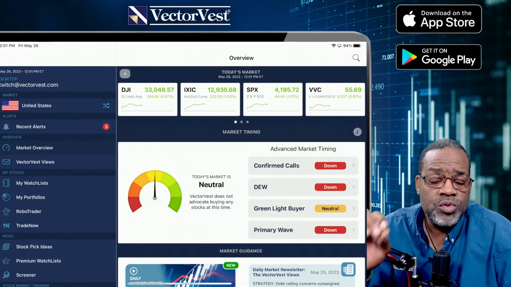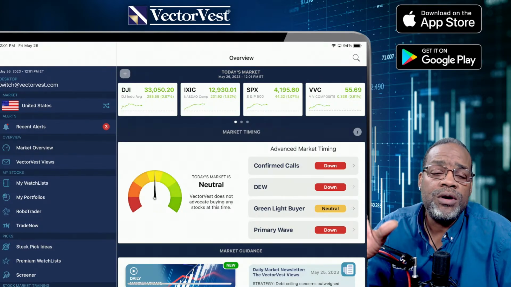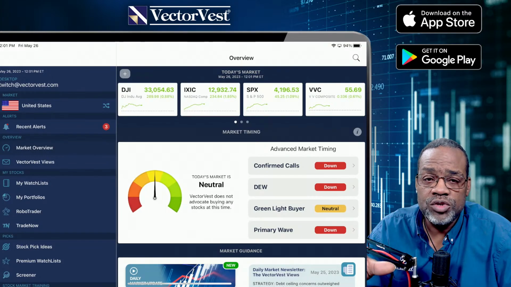Then there's many of you who just utilize the mobile app. No matter what, the mobile app has the power of the program in your pocket. That's what it's all about.